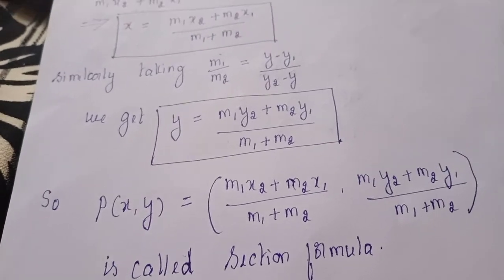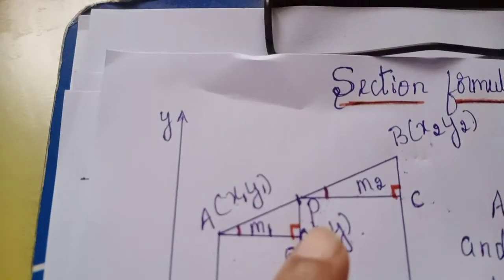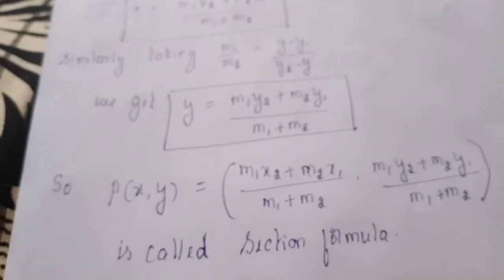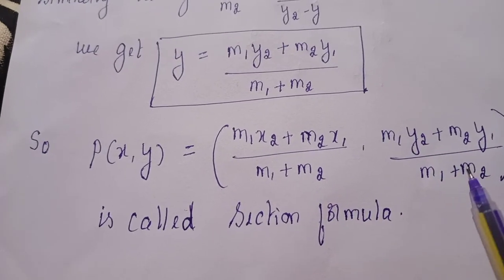So with this formula we found the coordinates of the point P, that is x and y. This P of x comma y, the x coordinate and the y coordinate together, is called the section formula.